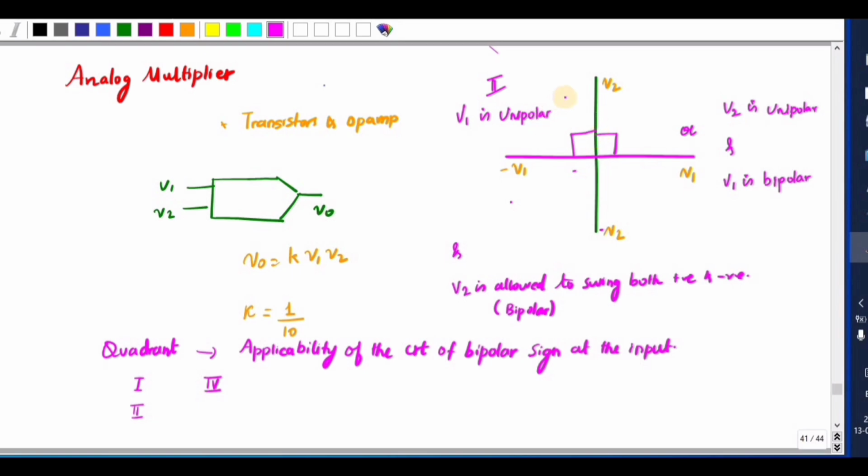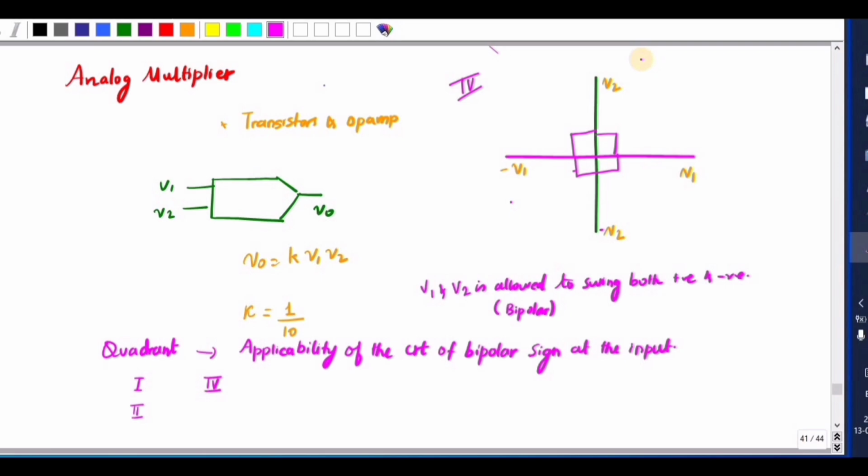Okay, the next one is the four-quadrant multiplier. Here you can see four rectangles, and both V1 and V2 are allowed to swing between both positive and negative. So both are bipolar.